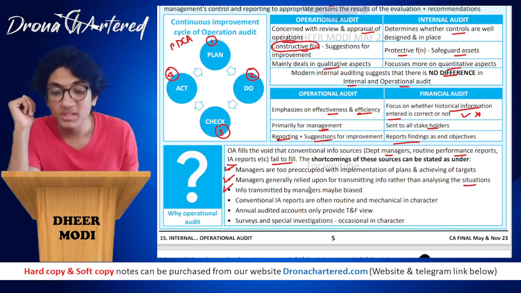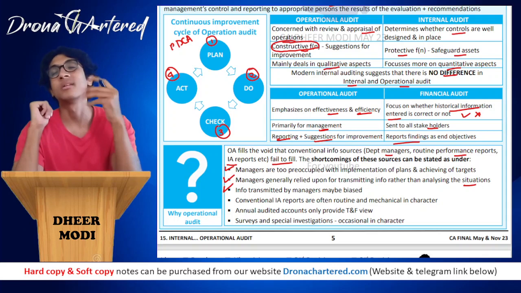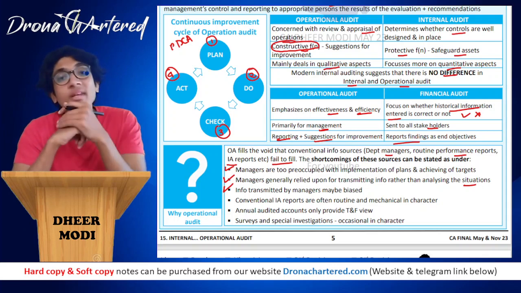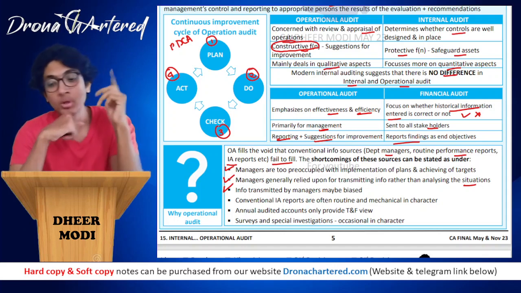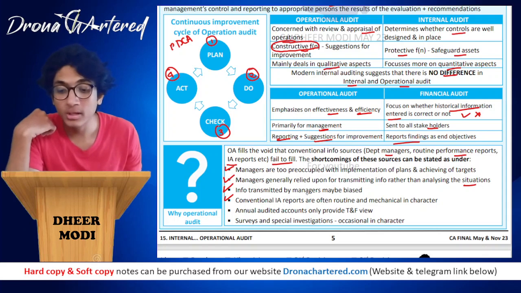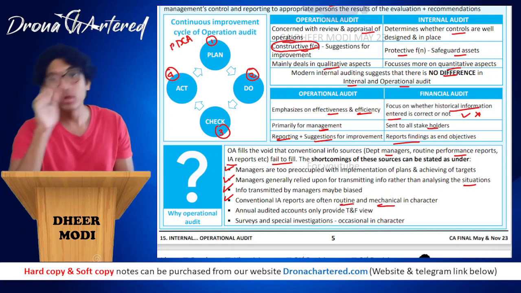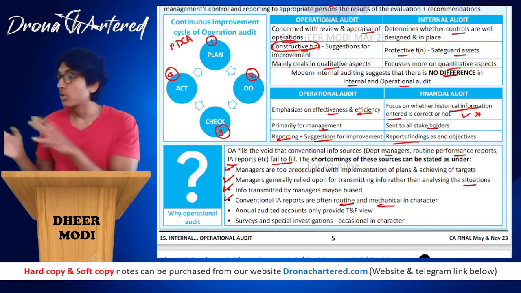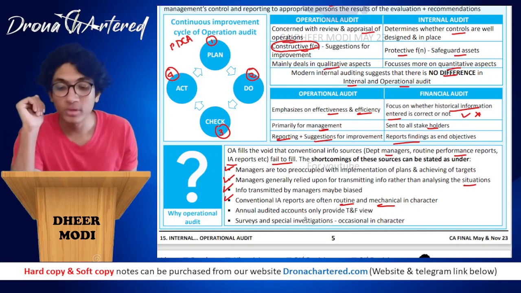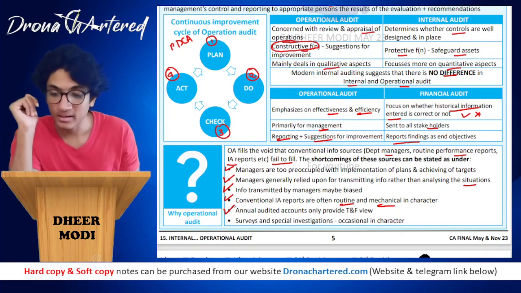Next, information transmitted by managers may be biased. Of course, if you are a manager of your own department, you will not give any negative findings about your department to the higher authority. Next, conventional internal auditor reports are often routine and mechanical in character. That means you see what we checked last year, copy the same report, change the figures, check some samples, and submit the report. Therefore, it is routine and mechanical in character.